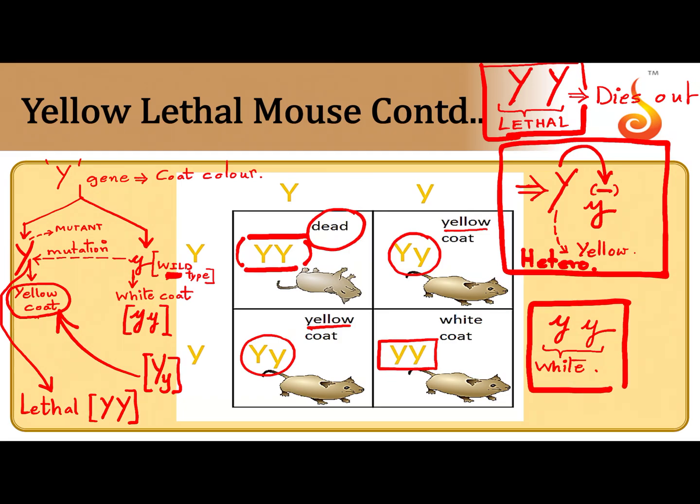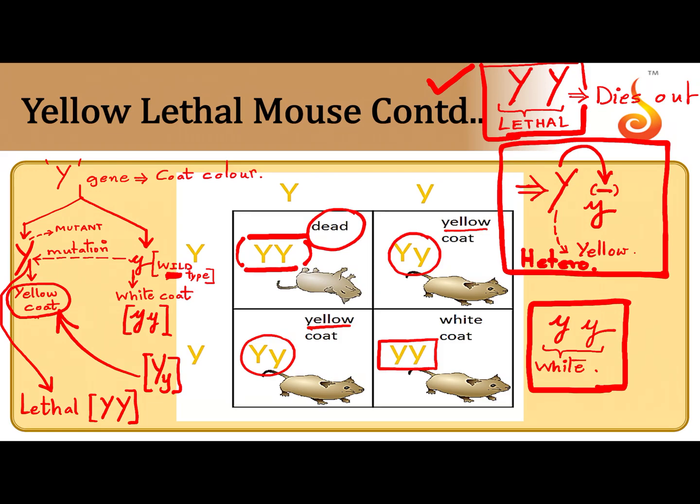However, like we already saw, when it is homozygous recessive or wild type allele, the coat color will be white itself. So this is how a lethal gene's effect is varying. When it's heterozygous, it doesn't express its lethality. When it is homozygous, it expresses its lethality, and the mouse which possesses this will die.